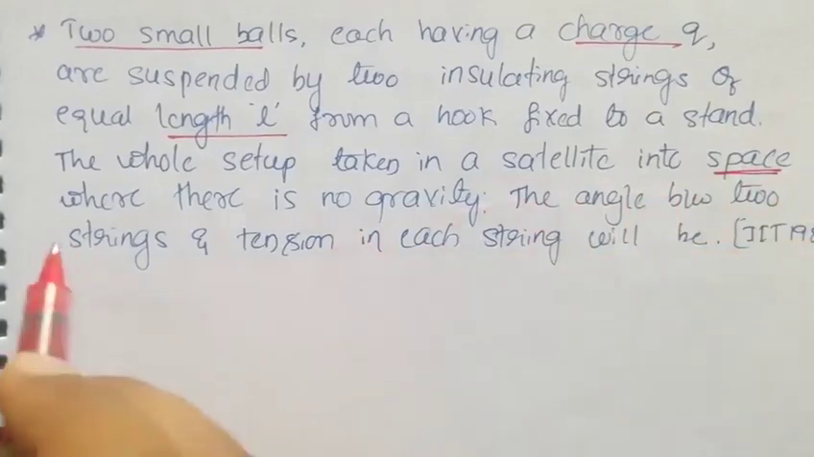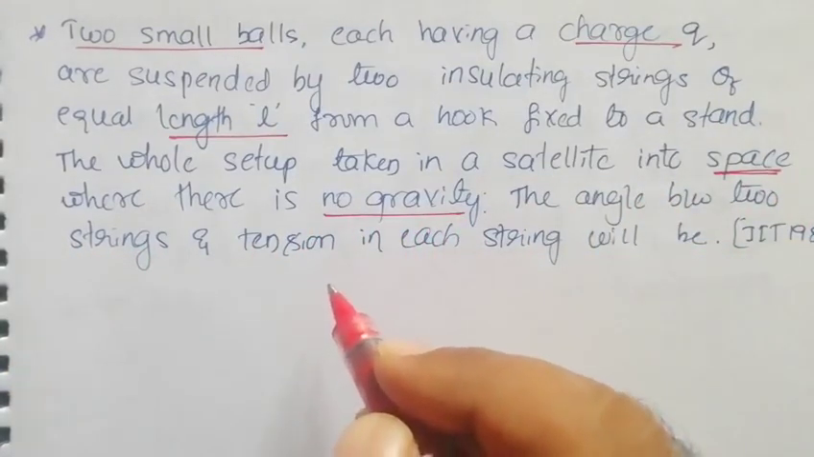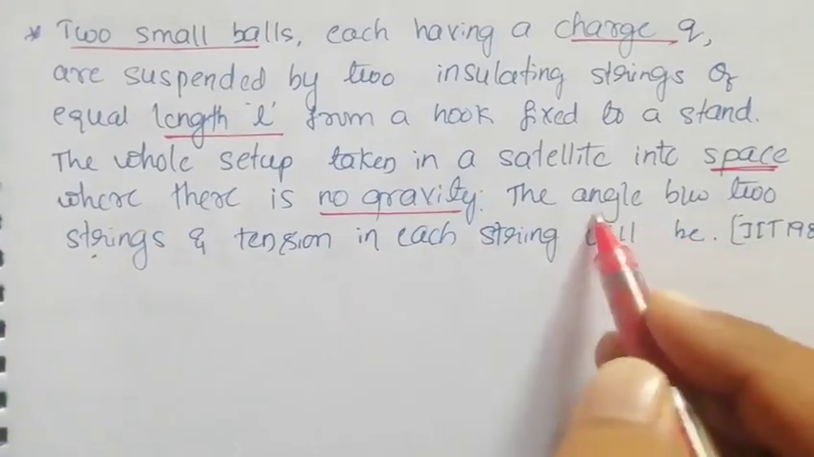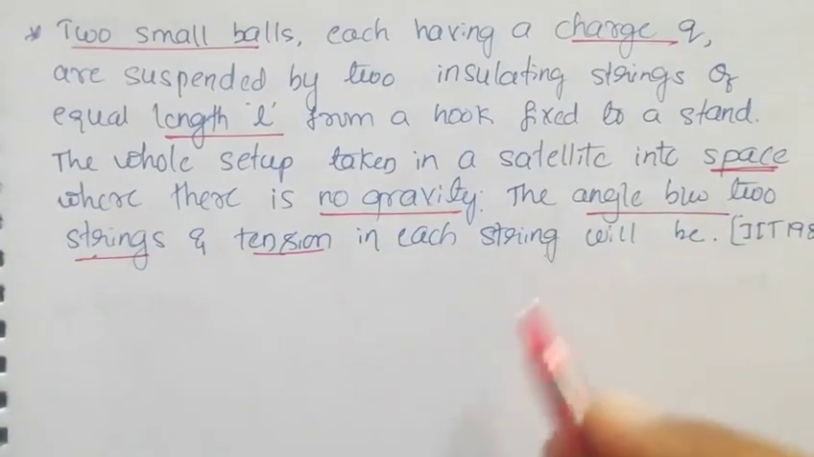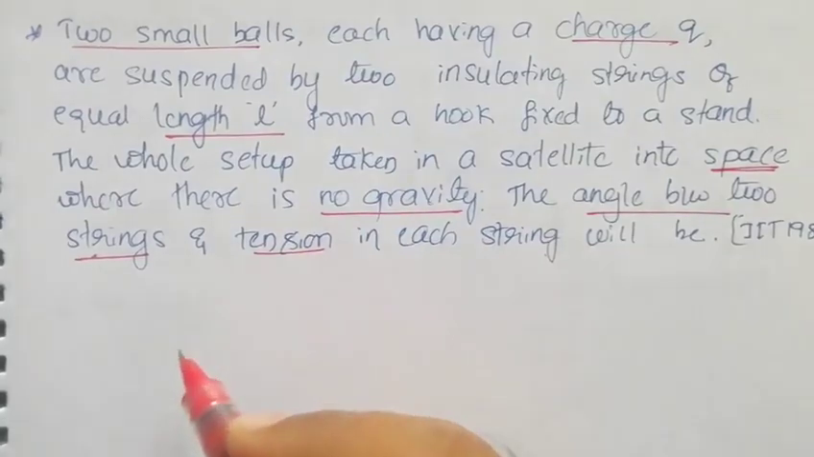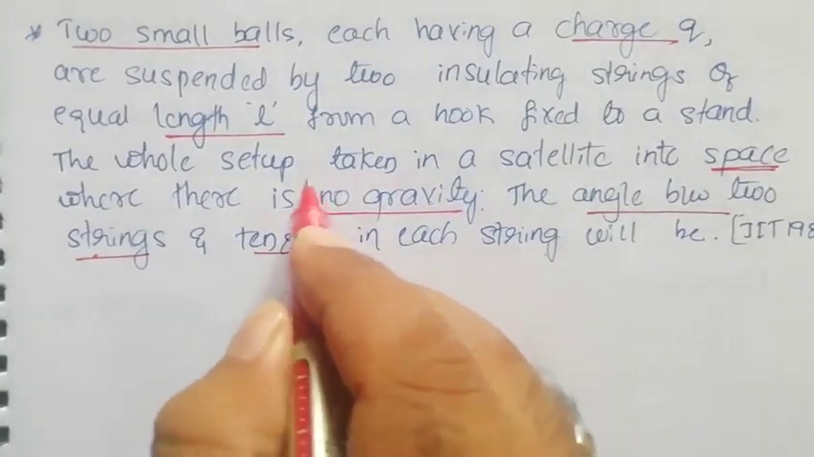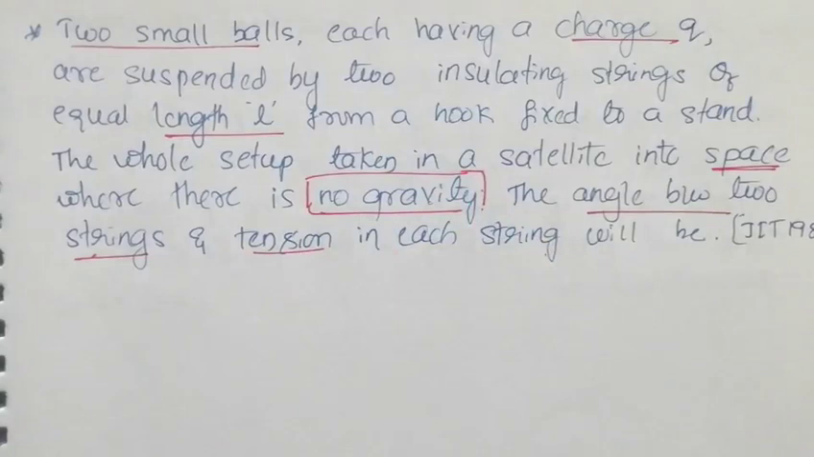Since there is no gravity, the g value is 0. Gravity is not acting at all. Then they are asking for the angle between the strings and the tension in each string. So here one important thing you need to remember is that there is no gravity, meaning there is no downward force at all.